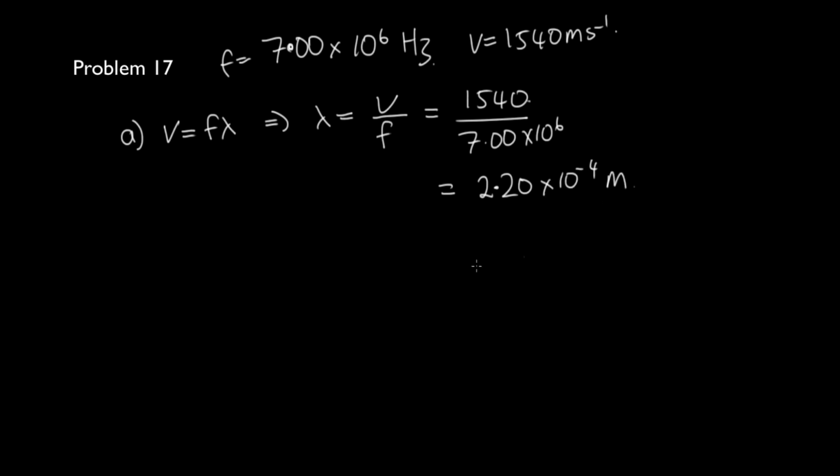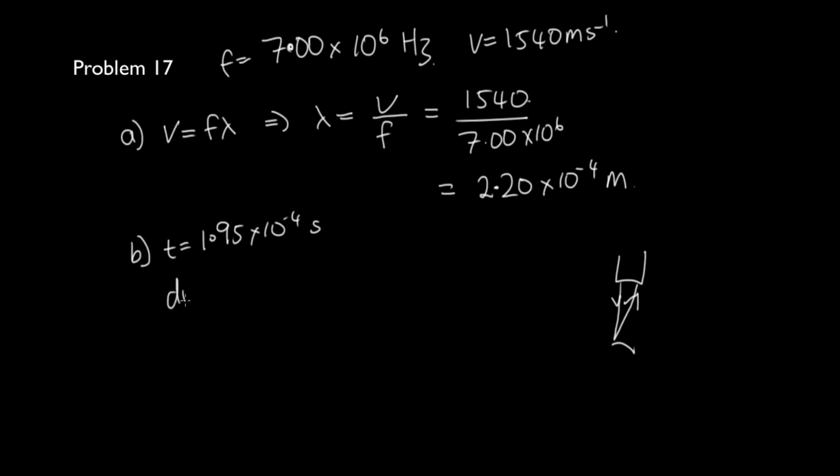So a small wavelength. Part B asks us if the signal takes 1.95 times 10 to the minus 4 seconds to return to the scanner after leaving the scanner and reflecting off part of the baby, how far is that part of the baby from the scanner? So we've got our scanner, it sends out the signal and receives the reflection, and we need to work out what this distance here is.